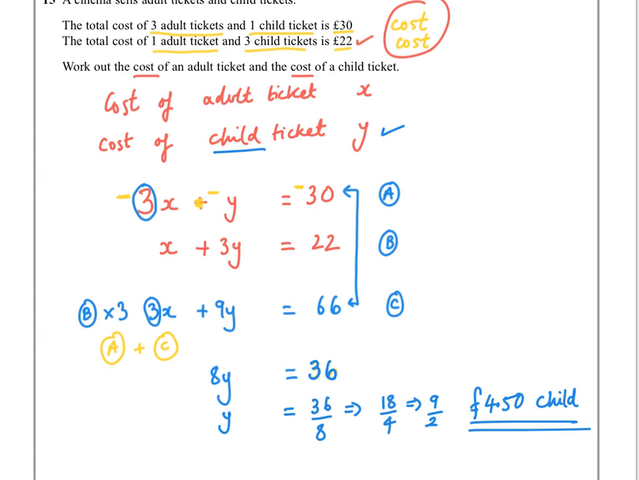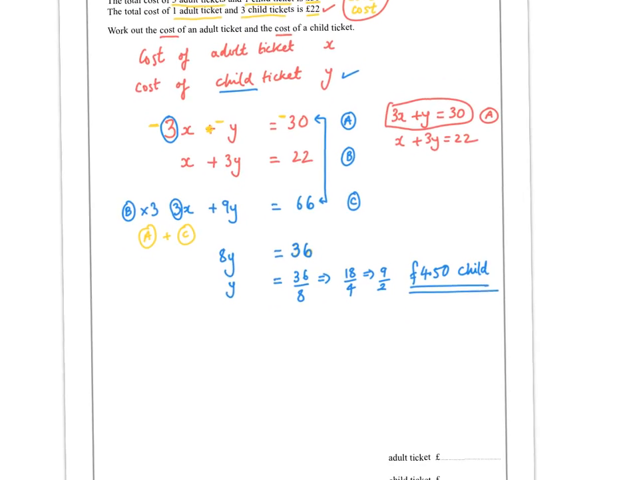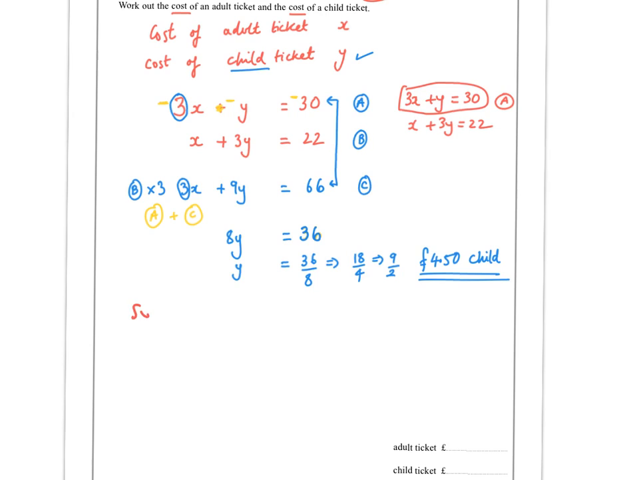And then once you've got y as £4.50, you can either substitute into one of your original equations, and don't forget the original ones were 3x plus y is 30, and x plus 3y is 22. So you can either substitute y is £4.50, and in fact the easier one to do it in is probably this one. So that's equation A. So we can say sub in A, and then we can say 3x plus the 4.5.